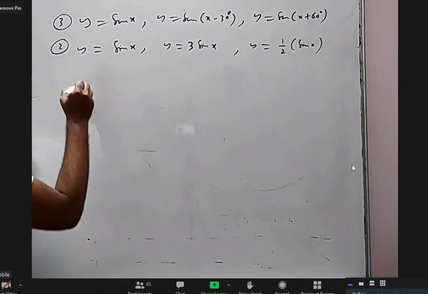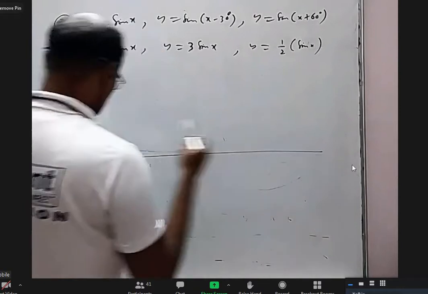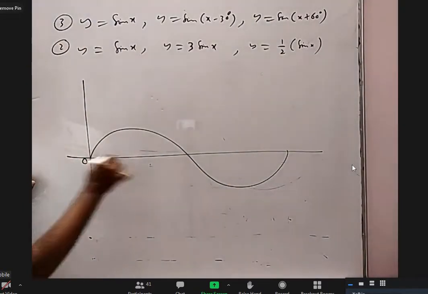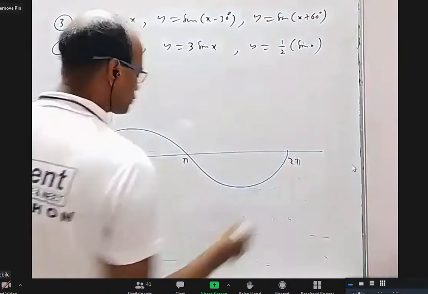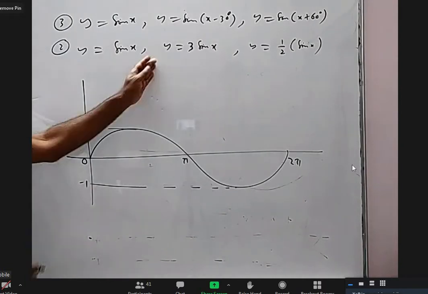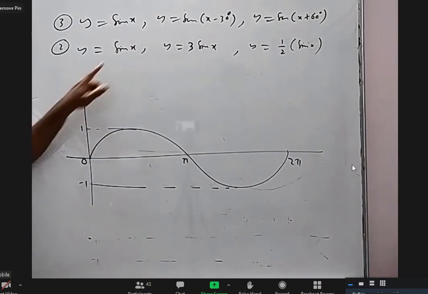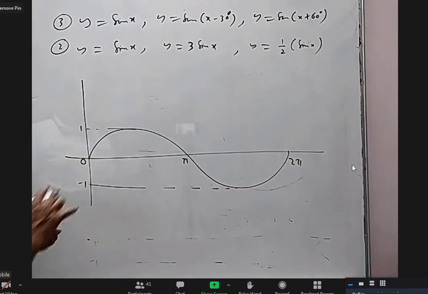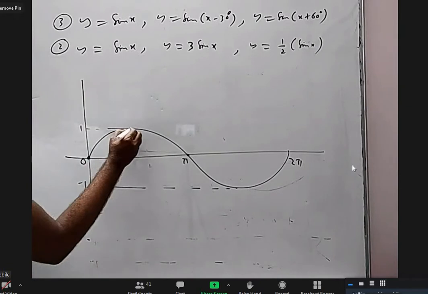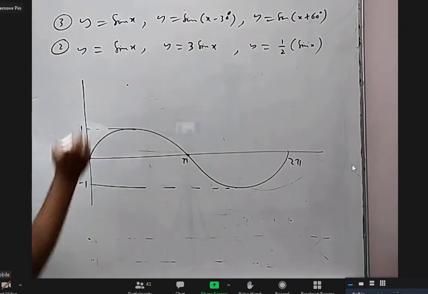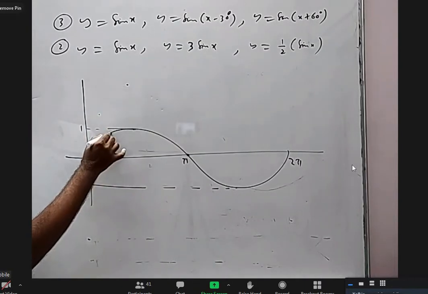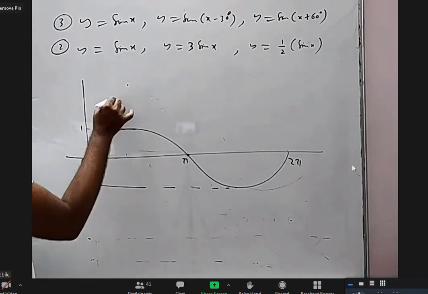Okay, second question. y equal to sin x will be like this. This is 0, this is pi, this is 2 pi, maximum value is 1 and minimum value is minus 1. When you come to 3 sin x, when sin x is 0, 3 into 0 is also 0. It will be this point only, no doubt. But whenever sin x becomes 1, 3 sin x will become 3. Whenever sin x becomes 1 by 2, this will become 3 by 2. Whenever it becomes 1 by root 2, 3 by root 2. Whenever it is root 3 by 2, 3 root 3 by 2.